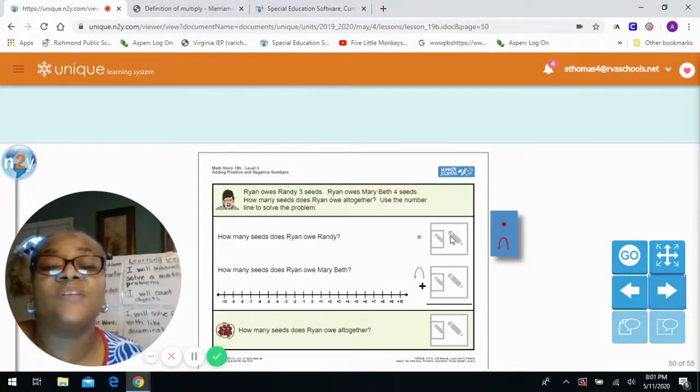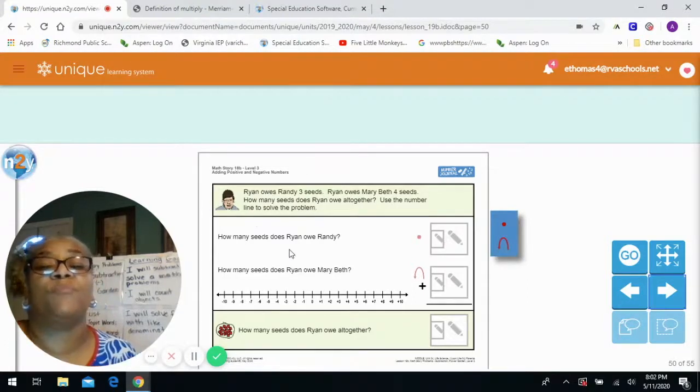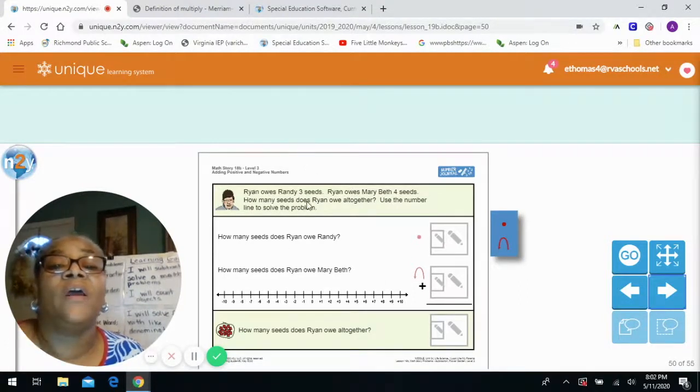All right, so we're going to do this one. It says, how many seeds does Ryan owe altogether? Randy owes Ryan 3 seeds. Ryan owes Mary Beth 4 seeds. How many seeds does Ryan owe altogether? Use the number line to solve the problem. All righty, so we have Randy. Randy owes 3 seeds. And how many do they owe all together?